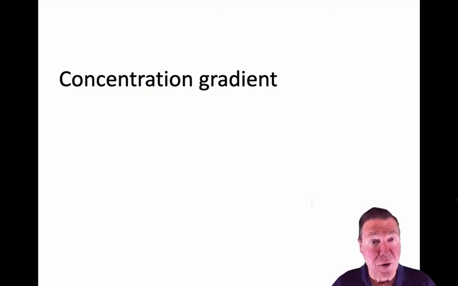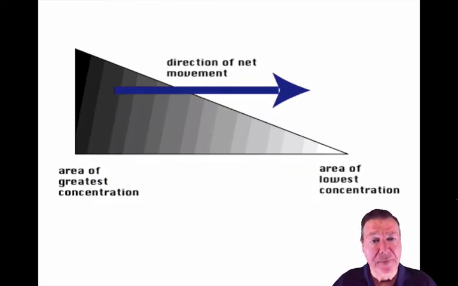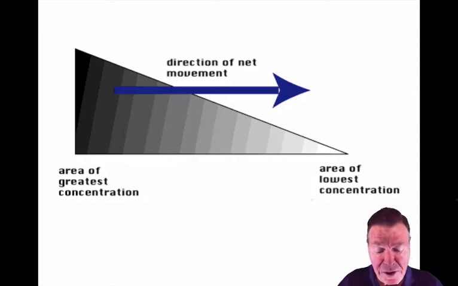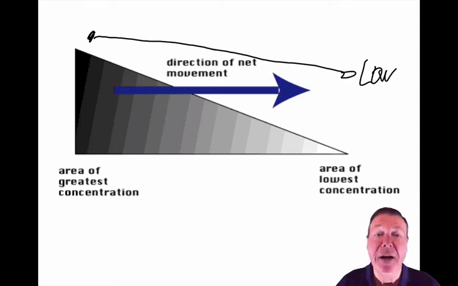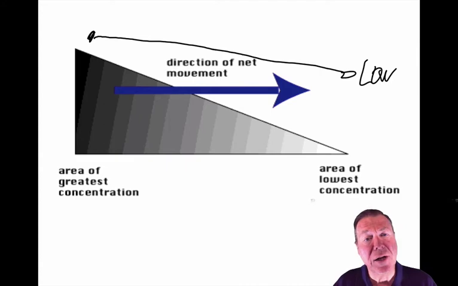Basically, it's a concentration gradient. We're going to go from a high concentration to a low concentration. So we start from a high concentration here, where it's greatest, and then as we go down, back to that black and white, we go to a lower concentration. So it's high to low, moving from an area of high concentration to an area of low concentration.